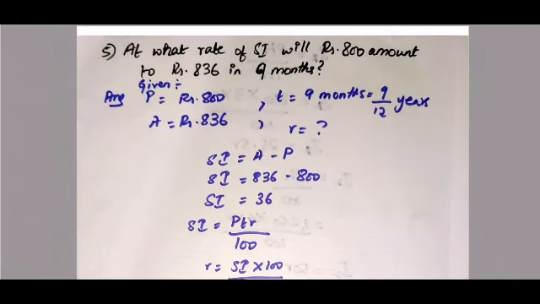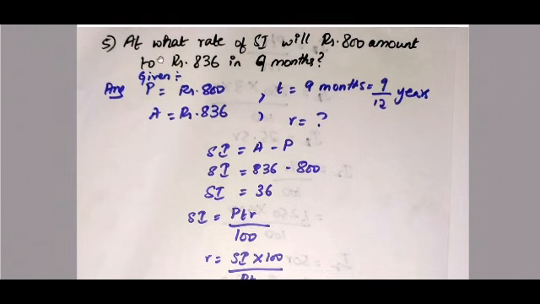At what rate of simple interest will rupees 800 amount to rupees 836 in 9 months? So, what have they given in the question basically? Principal amount is 800 and it will turn up to 836, which means the amount is rupees 836. The time is 9 months. So 9 months can be converted into years as 9 by 12 years. Rate of interest is the question mark.